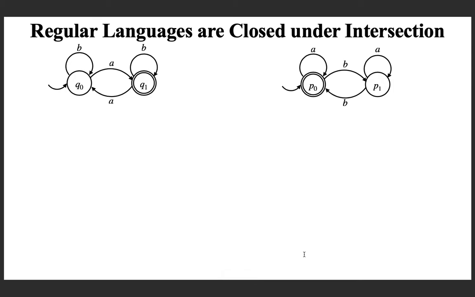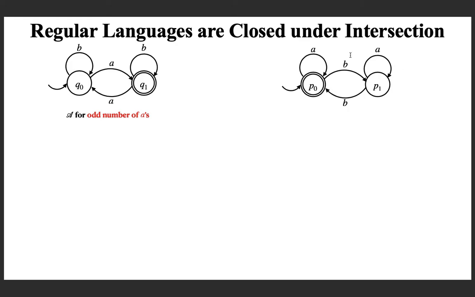First property today: regular languages are closed under intersection. And we can try to understand this by using an example. So here two DFAs are given. This is the first DFA and this is the second one, say A and B. Can you see what language is accepted by this automaton A? This accepts the set of all strings with an odd number of A's. It's easy to see that.